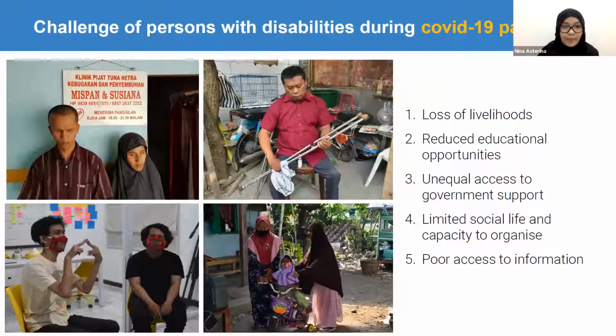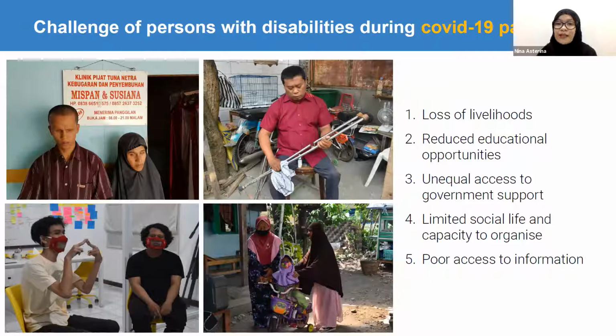Next slide, please. And then, during the COVID pandemic, we also identified other challenges faced by persons with disabilities that need to be considered in the development planning process.